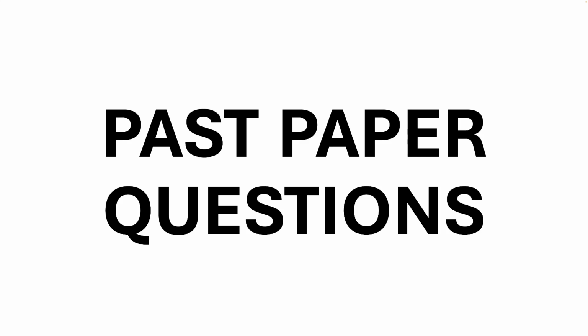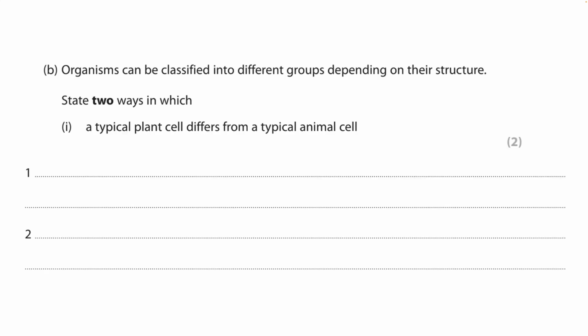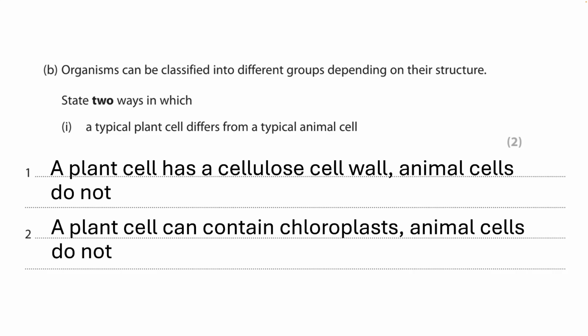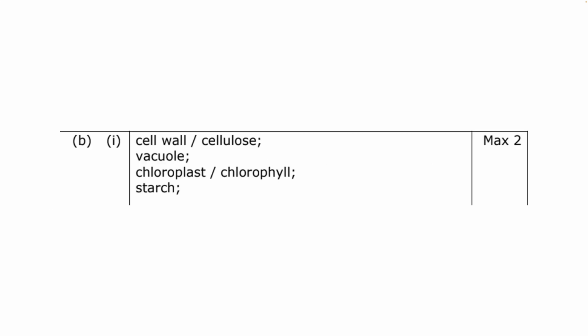Now we're going to move on to some past paper questions. These are questions I've taken from real papers, and they're the kinds of questions you're likely to be asked about this topic in your exam. Have a go at this first question. Here is my answer to it. I've talked about how plant cells have a cellulose cell wall and chloroplasts, while animal cells do not. And here's the mark scheme for this question so you can correct your answers.